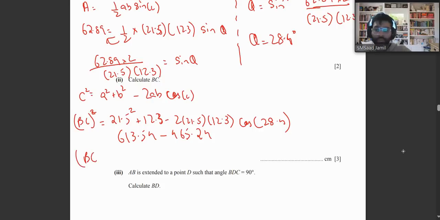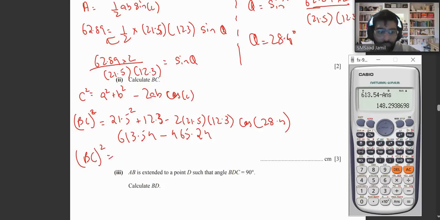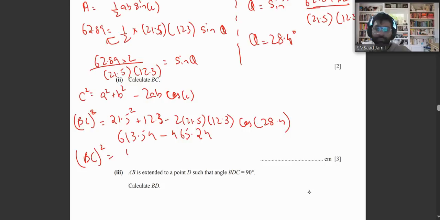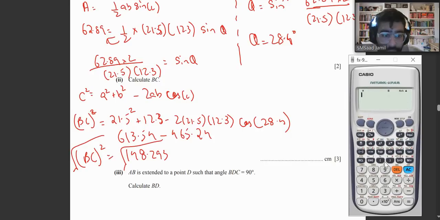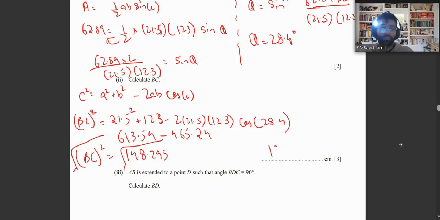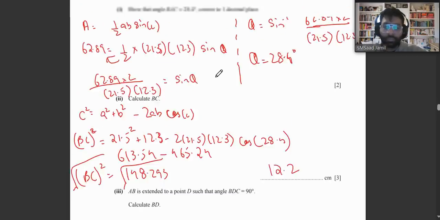So BC whole square is equals to 148.293. So you will take the square root of both the sides now, okay? I'm dead tired now, dead tired. So you got 12.177. So BC is equals to 12.177, so 12.2 actually. So next part it says AB is extended to a point D.